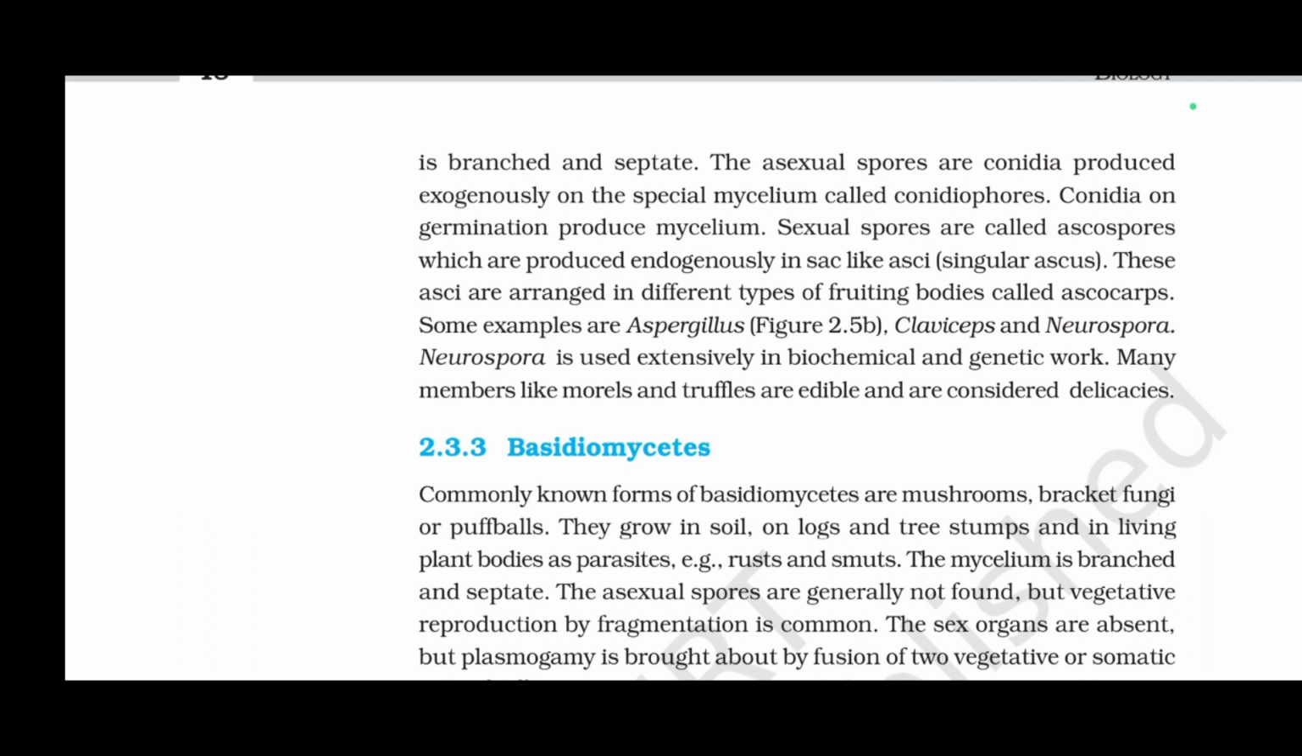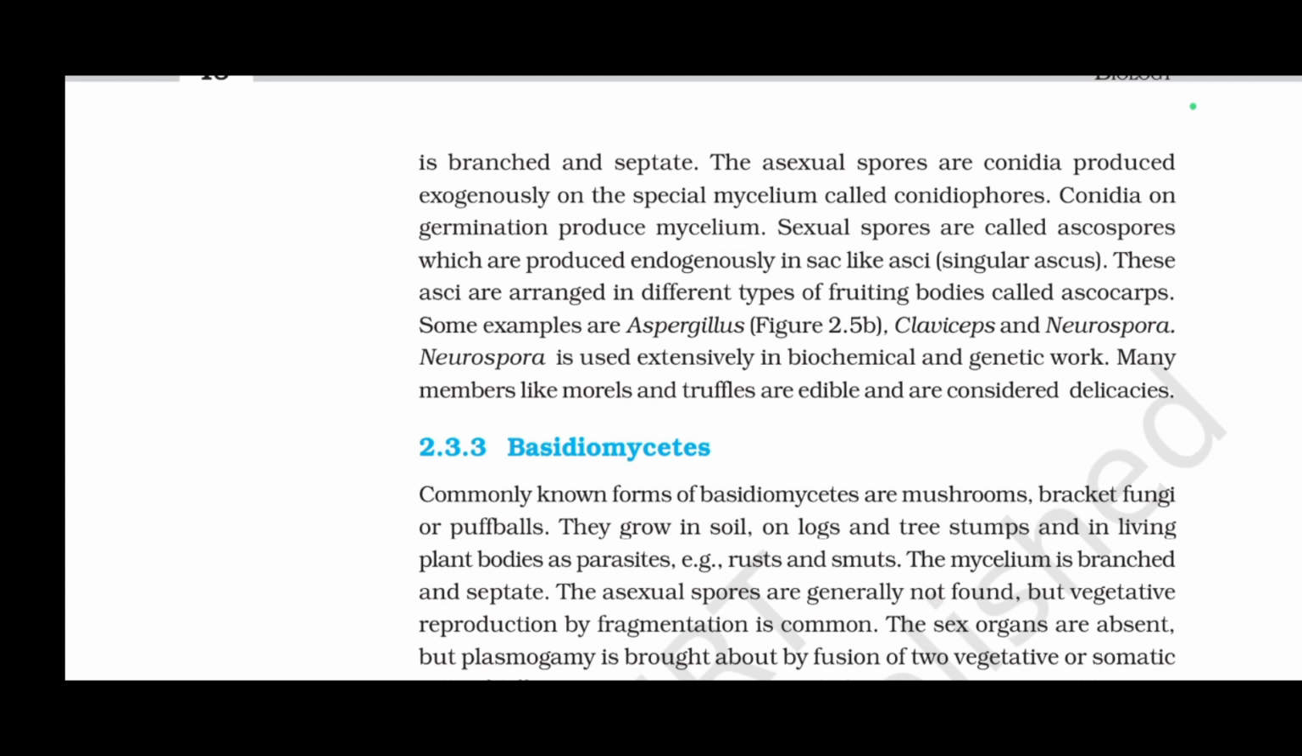Sexual spores are called ascospores, which are produced endogenously in sac-like asci, singular ascus. These asci are arranged in different types of fruiting bodies called ascocarps. Some examples are Aspergillus, Claviceps, and Neurospora. Neurospora is used extensively in biochemical and genetic work. Many members like morels and truffles are edible and are considered delicacies.